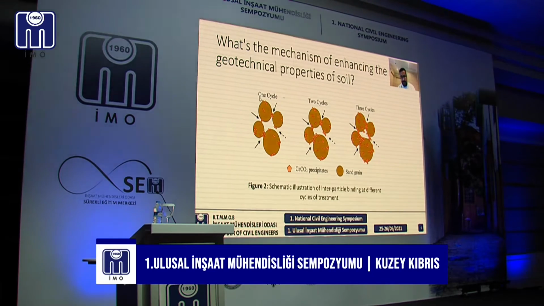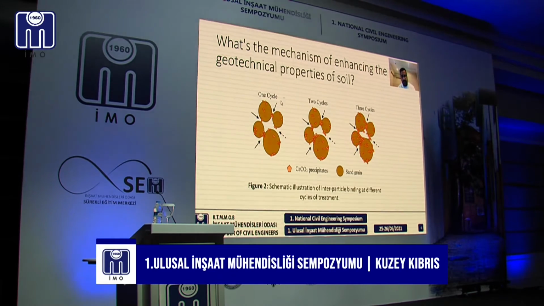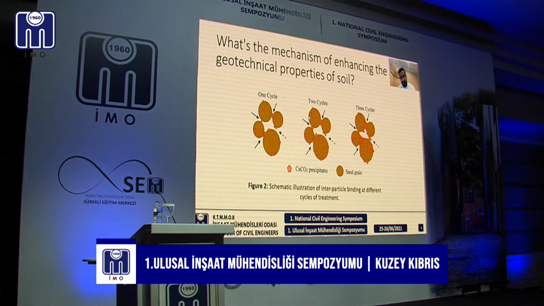What is the meaning of this? For example, for one cycle, we have used 70 milliliters. For the second cycle, after 4 days, we apply the second cycle with 70 milliliters at the same time, and the third cycle will be the same EICP solution.